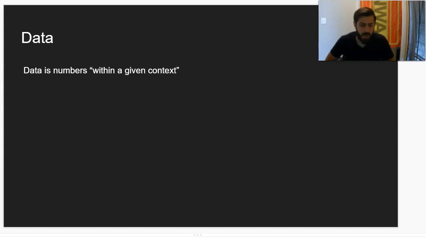So for example, 12, that's not data. A foot is 12 inches long. That's not really data either, that's a measurement. 12 people arrived at my birthday party early. That may be a lie, but that is a data point, right? So data is a number with context.